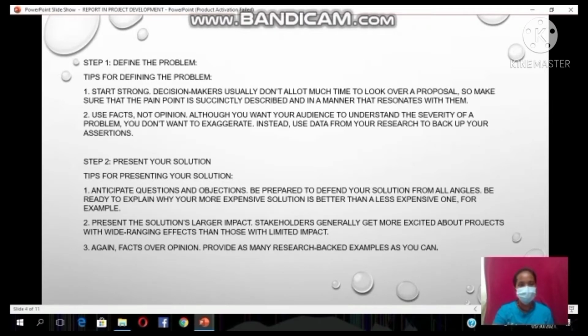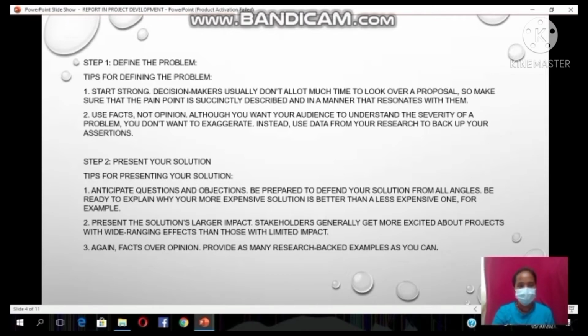Step 1. Define the problem. Tips for defining the problem. Number 1. You need to start strong. Decision makers usually don't allow much time to look over a proposal, so make sure that the pain point is succinctly described and in a manner that resonates with them.